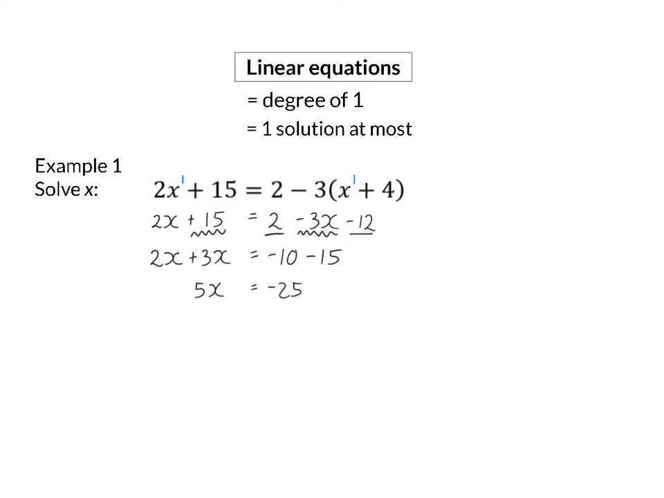The 5x on the left is 5 times x. So to get rid of the 5, I'm going to divide both sides by 5. If this is done, the left-hand side will simplify to 1x, and on the right, after dividing by 5, I will have x is minus 5.